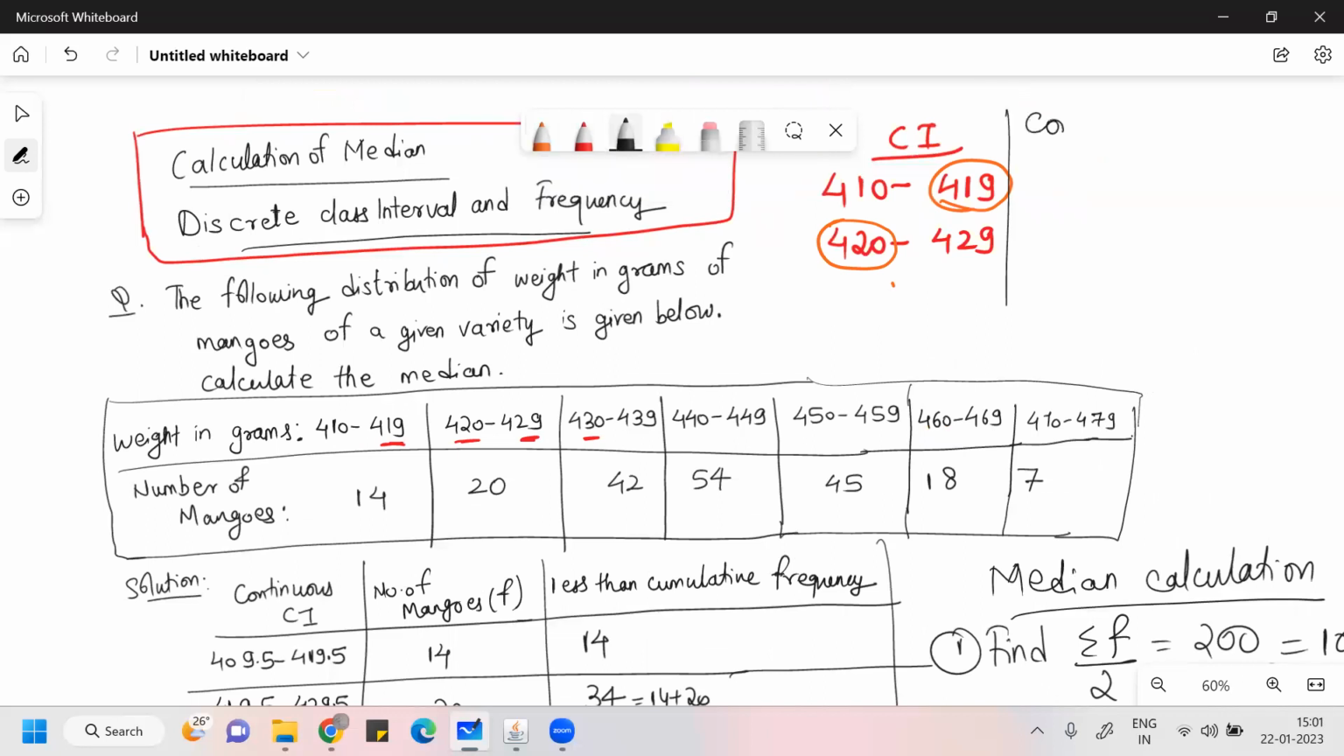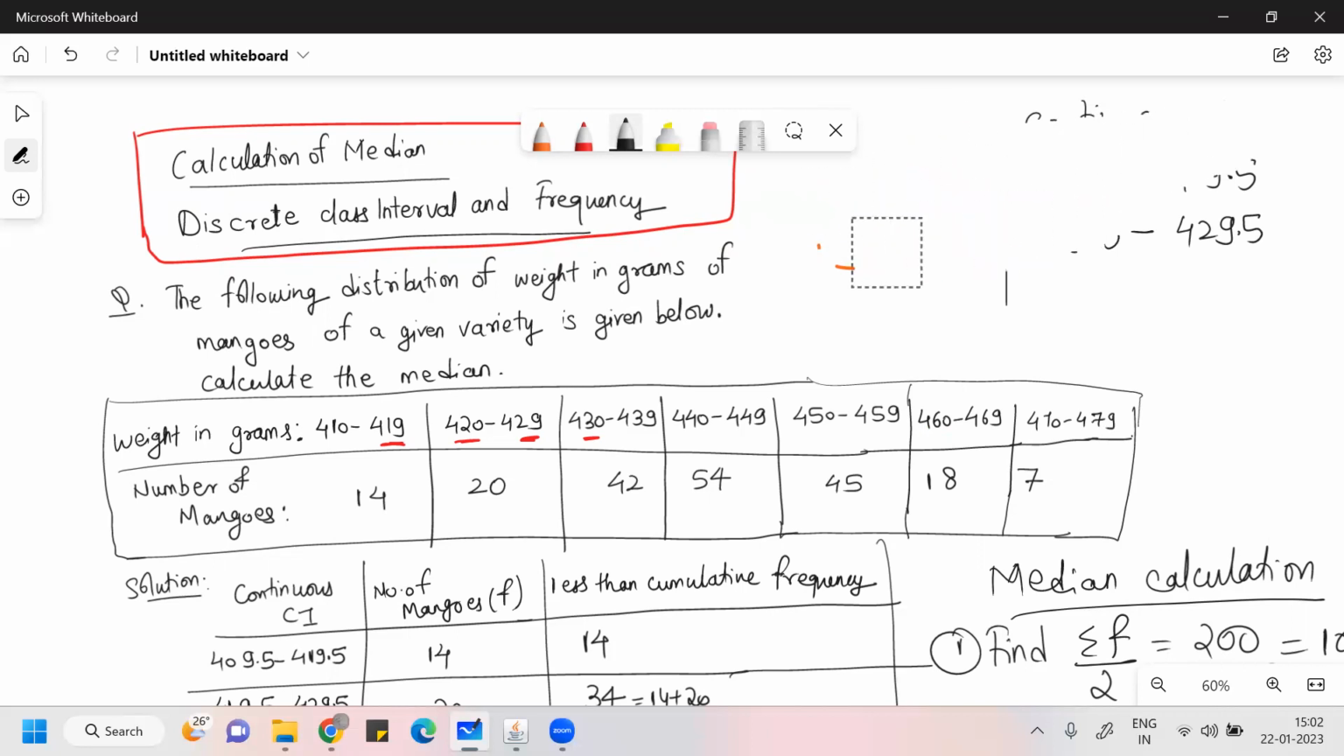To convert this into a continuous class interval, just subtract that 0.5 from the lower limit, and you will get 409.5. Add 0.5 to the upper limit, you will get 419.5. Subtract 0.5 from the lower limit, you will get 419.5. Add 0.5 to the upper limit, you will get 429.5. This process you need to follow to convert the discrete class interval into a continuous class interval.